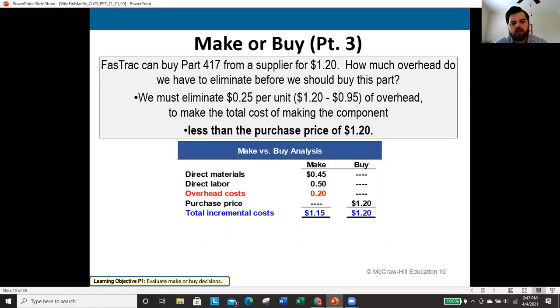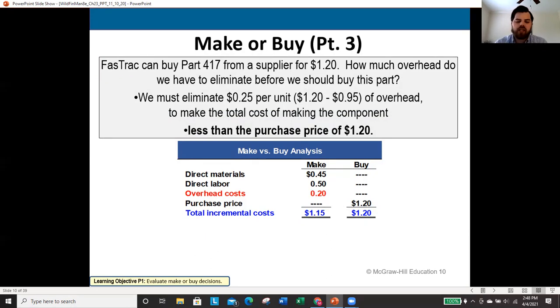So here's the deal. At that point in time, my total cost to make the product is $1.45, but my actual purchase price is $1.20. Well, right off the bat, you look at that and you say, well, man, that looks like an easy decision. We should certainly take them up on that and buy the product. Well, the question really is, at what point would I be able to continue to make the product?